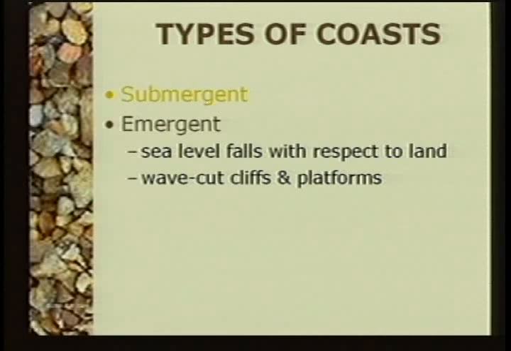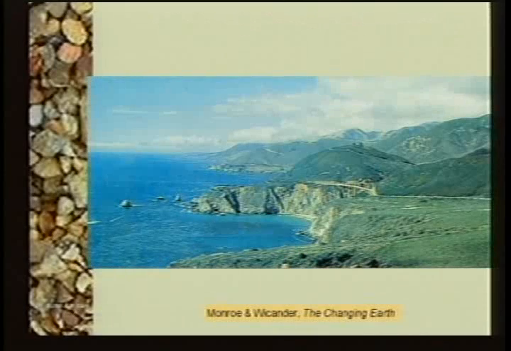An emergent coastline, on the other hand, remember, is moving up, or the sea level is falling with respect to land. Here we're going to see wave-cut cliffs and platforms, and we may also see some exposed marine terraces. This is an emergent coastline. Notice we have wave-cut cliffs here. The land is moving up.